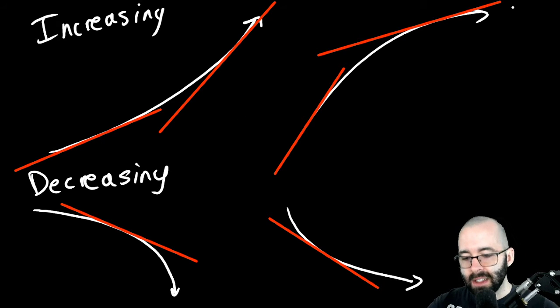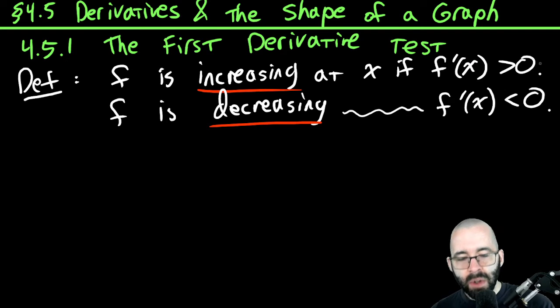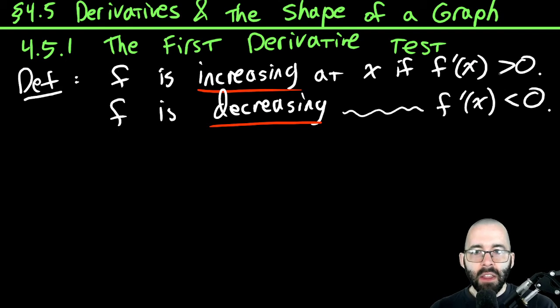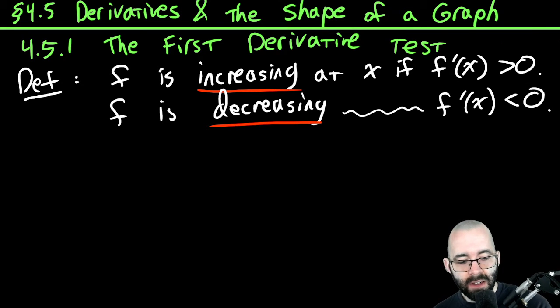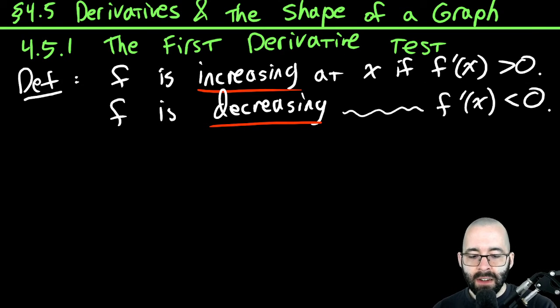Okie dokie. So let's kind of connect this to critical points in the past. We haven't mentioned the first derivative test yet, but I want you to be thinking about the first derivative. What does the first derivative tell us? The first derivative tells us whether the function is increasing or decreasing. If the first derivative is positive, the function's increasing. If the first derivative is negative, the function is decreasing.